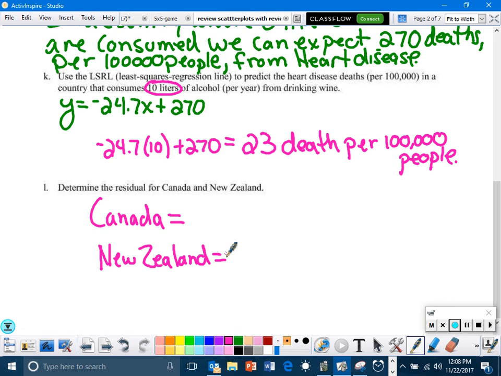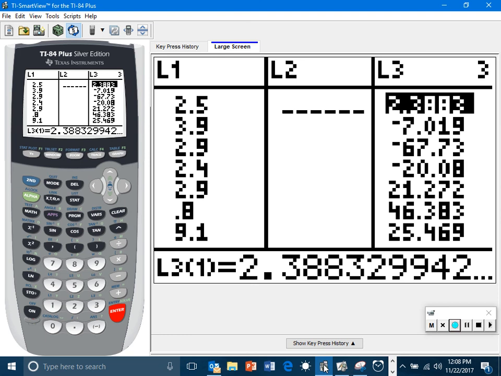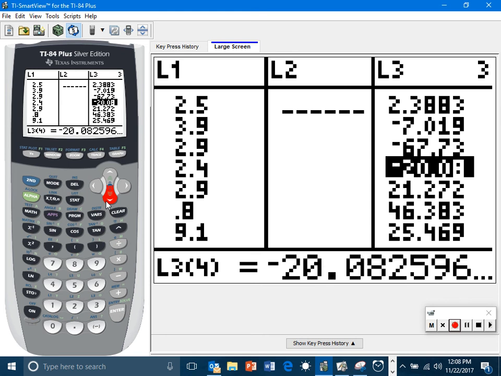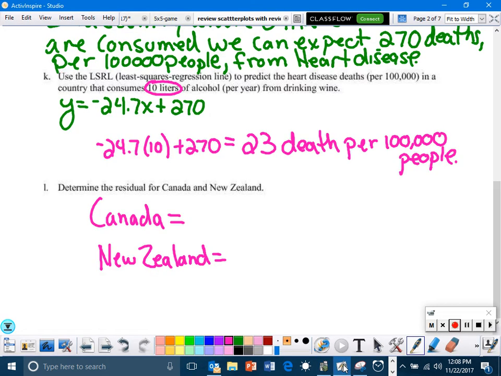All right, so now I'm going to go back to my calculator and I'm going to go to the fourth country. So again, look in the bottom left-hand corner. There's the fourth country. So I'm just going to round it to negative 20. So Canada is below what it should be. It's 20 liters or 20 deaths below what it should be.